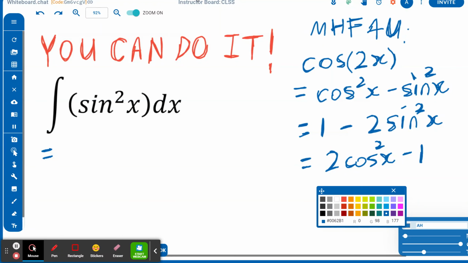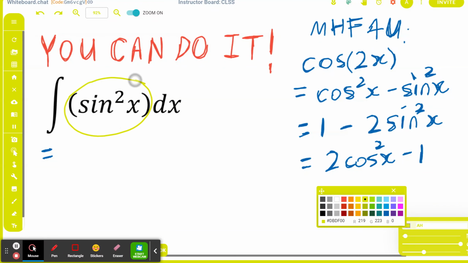Now, we go back to this. Let's use a different color again. We're looking at sine square x. And the question becomes, can we make this connection? And the answer is yes. Of course, you can make this connection. And here's how. So let's go back and show you how to connect them.